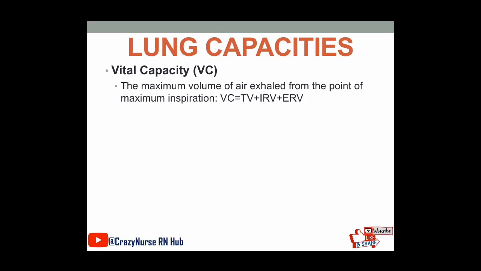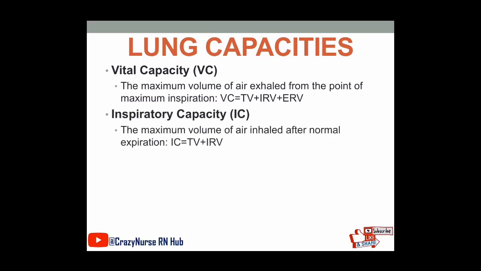It is the maximum volume of air exhaled from the point of maximum inspiration. So we have here a formula. Vital capacity equals tidal volume plus inspiratory reserve volume plus expiratory reserve volume. A decrease in vital capacity may be found in neuromuscular disease, generalized fatigue, atelectasis, pulmonary edema, COPD, and obesity.